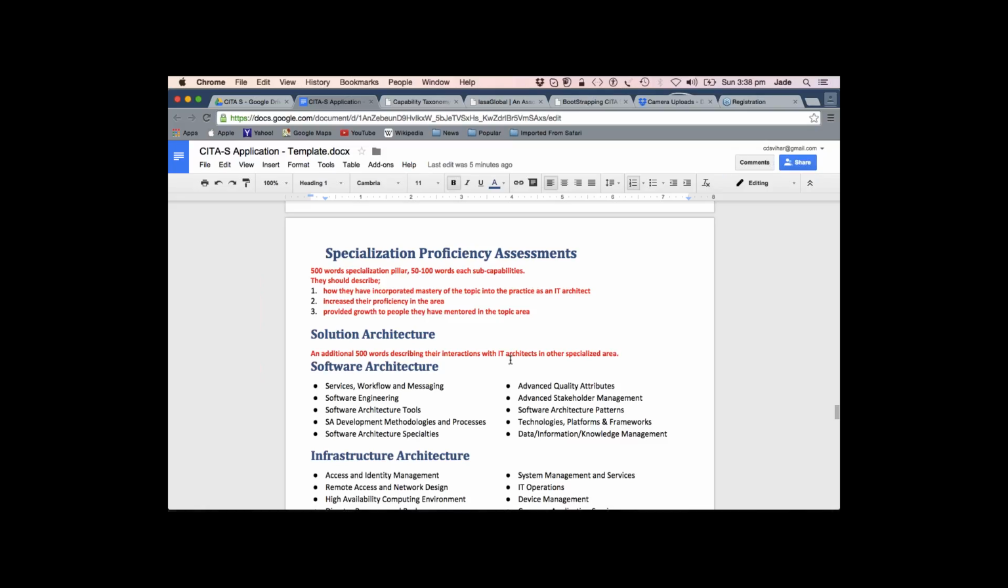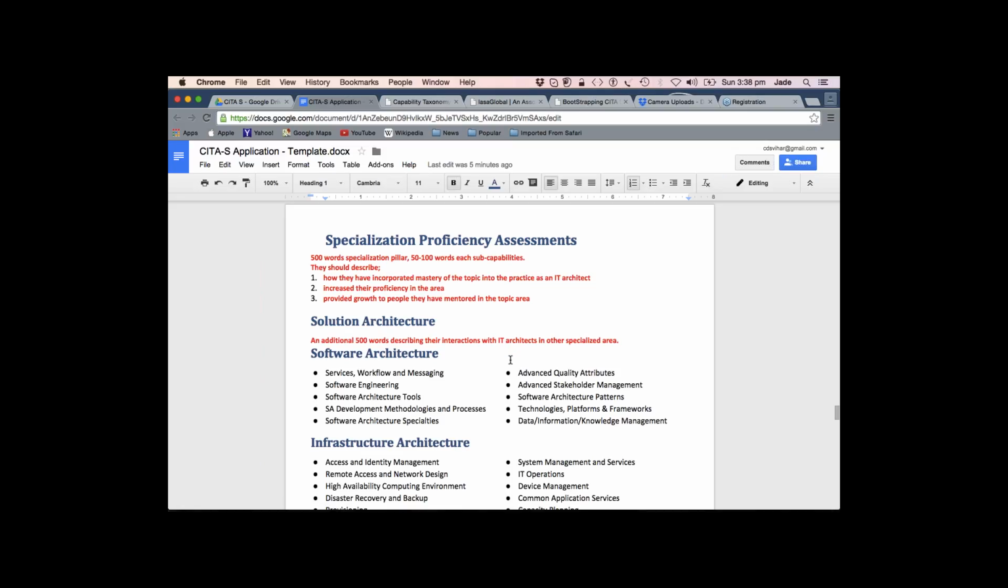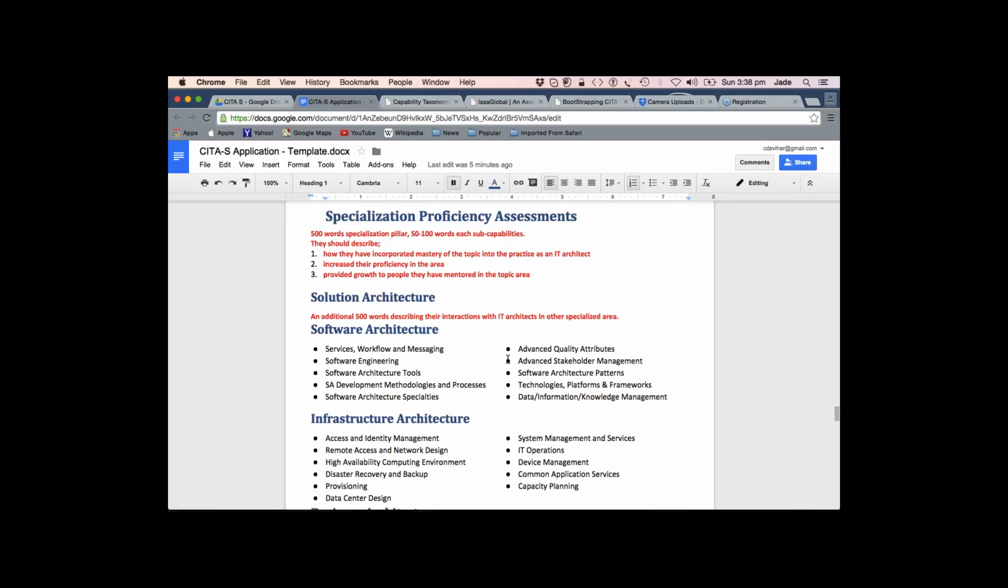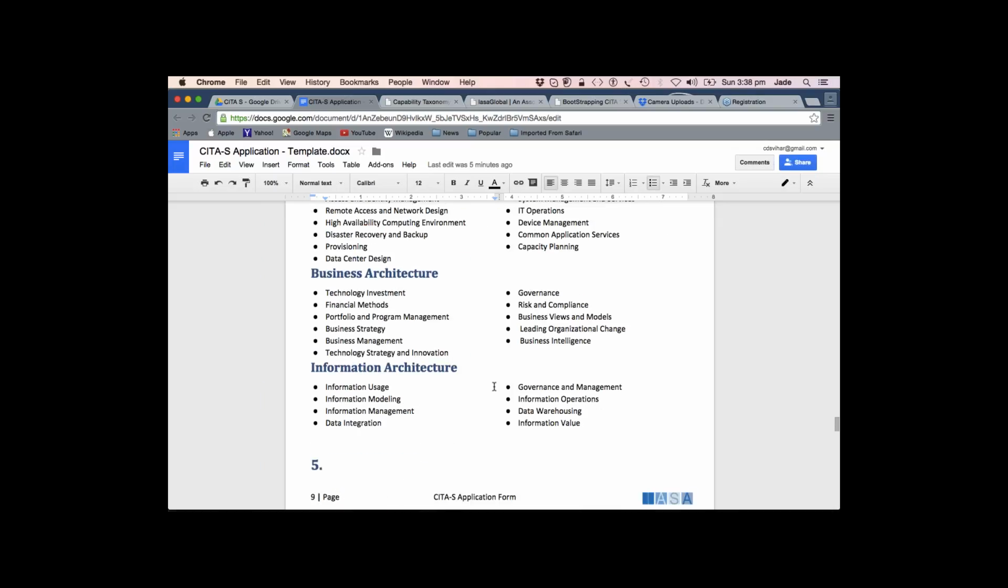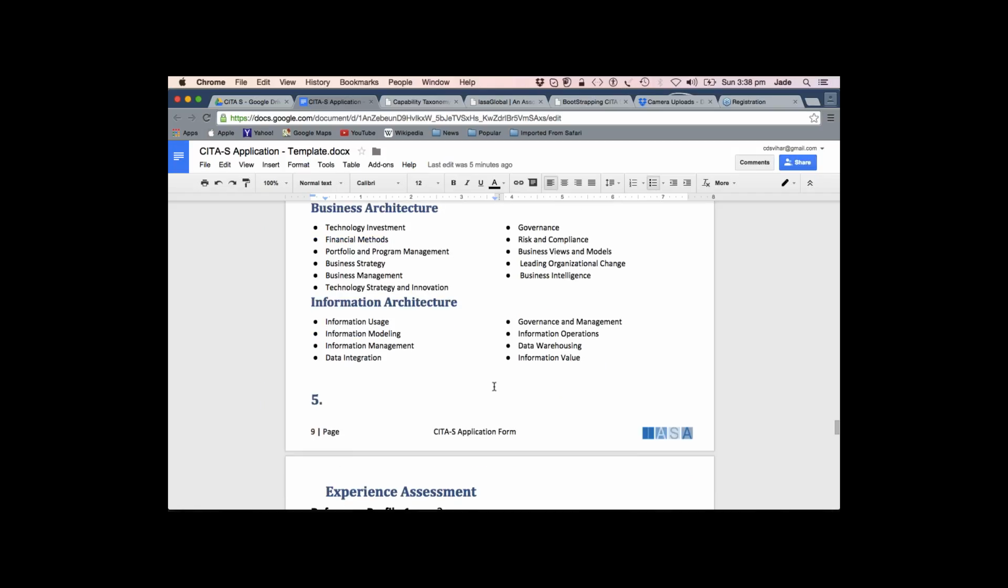Coming to the specialization proficiency assessments, we have to choose one or two of these for CTS. One, one, one. Okay, so assume that we take software architecture, then we will have to explain how we worked on a project, or on services, or software engineering, or tools usage, correct? Correct. And the other thing is you can use any of the methodology.